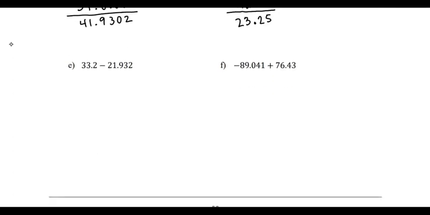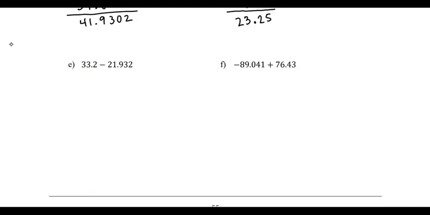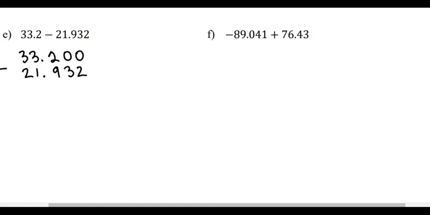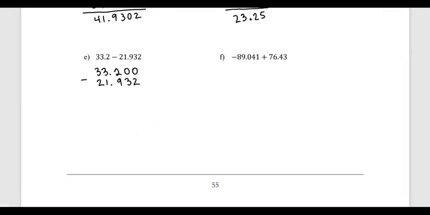Okay, so let's keep moving on. Part E, you have 33.2 minus 21.932. Same thing. Let's start lining up the numbers. So you have 33.2 minus 21.932. Write in your zeros, because you can't take 2 from nothing. So this is where the zeros will be more useful than they were in the previous examples.